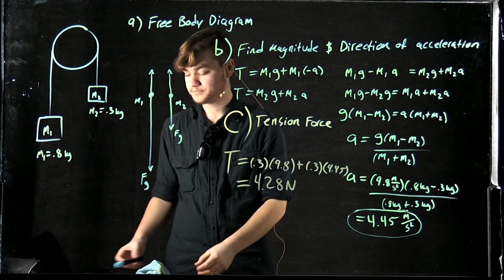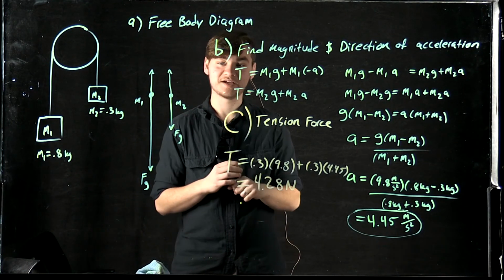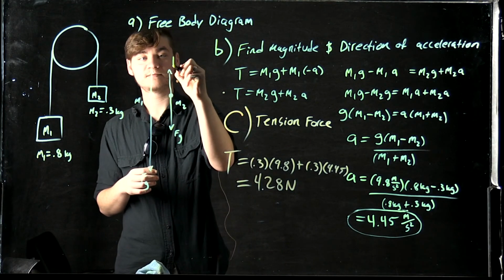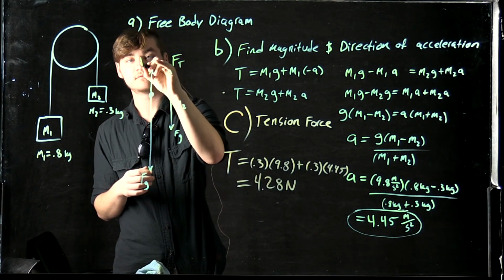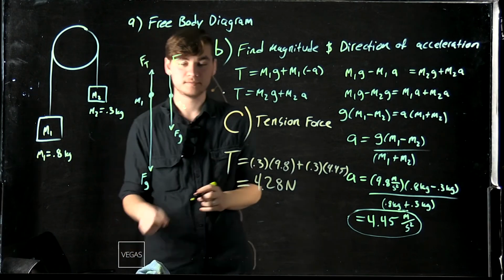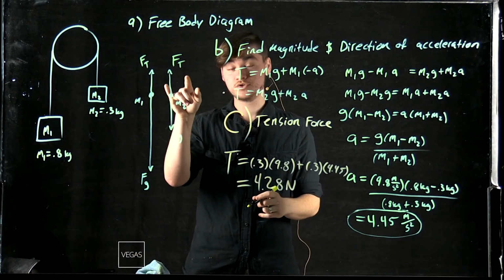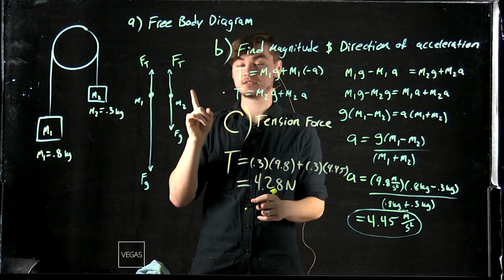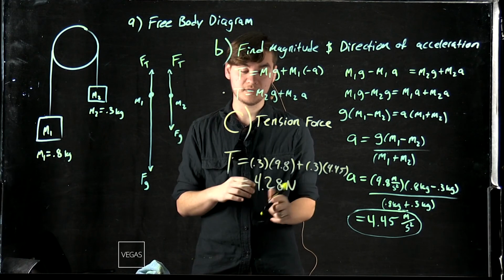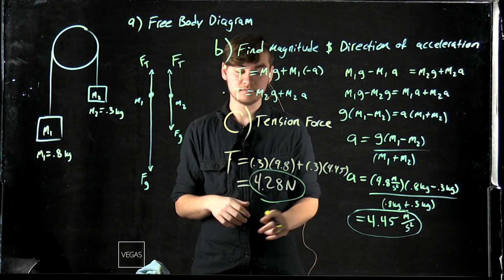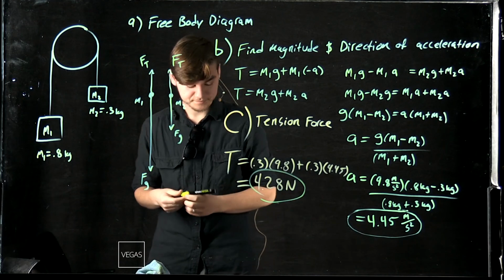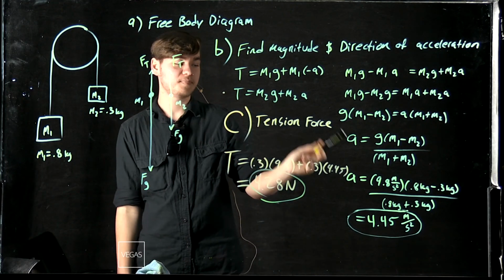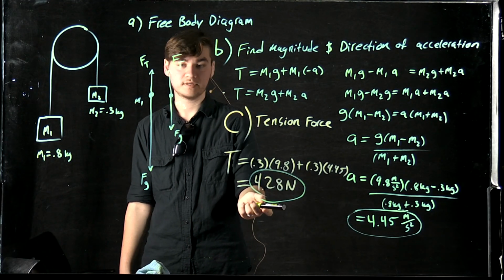Should probably label those. So force of tension. Those two are equal. They're both positive and they're both the same value. And this is the value for those right here. So yeah, we have free body diagram, acceleration, and tension force.